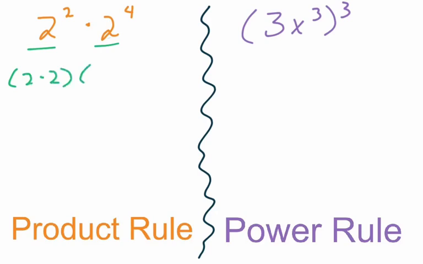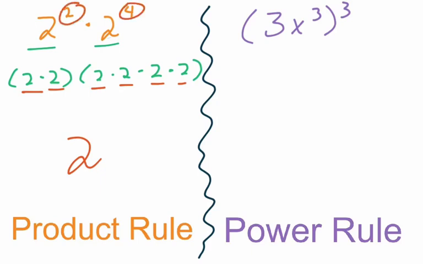And then on the other side, 2 to the fourth power, which would be like 2 times 2 times 2 times 2. How many 2's do I have? Well, I've got 6, and if you add them up, you get the same thing. So it would be 2 plus 4 is 6, 2 to the 6th power. That is your product rule.